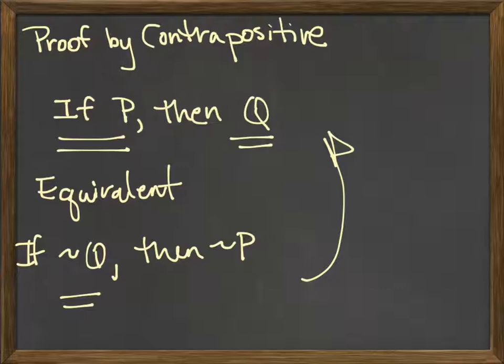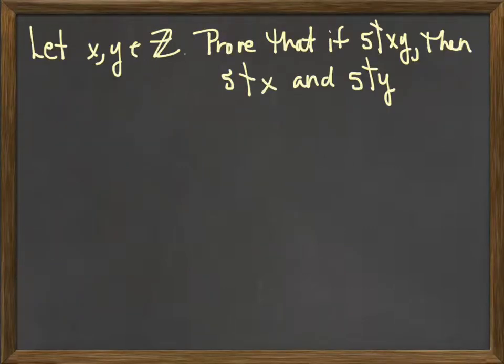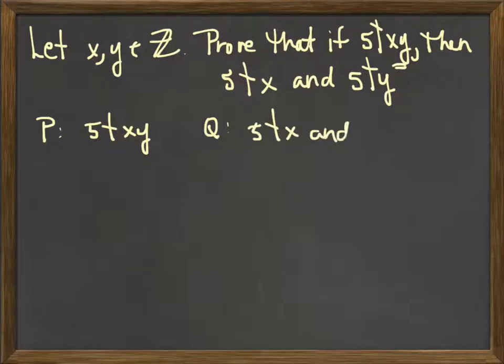So let's see this in action with a particular example. Let x and y be integers, and we want to prove that if 5 does not divide the product of x times y, then 5 doesn't divide x and 5 doesn't divide y. To be clear, let's identify our pieces. The statement P would be 5 doesn't divide xy, and the statement Q would be 5 doesn't divide x and 5 does not divide y. We need to be able to negate these in order to do a proof by contrapositive.